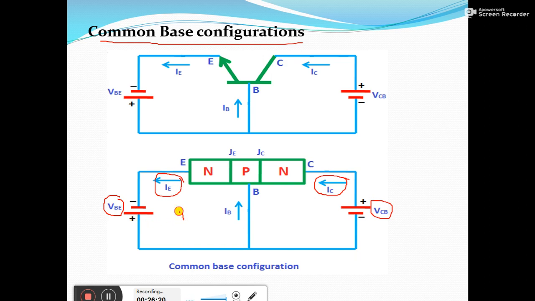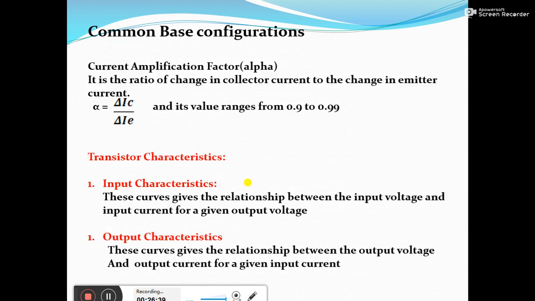I can say the emitter to base junction is forward biased, and you can see here the N is connected to the positive terminal of the battery source and P is connected to the negative terminal of the battery source. I can say this is operated in reverse bias.